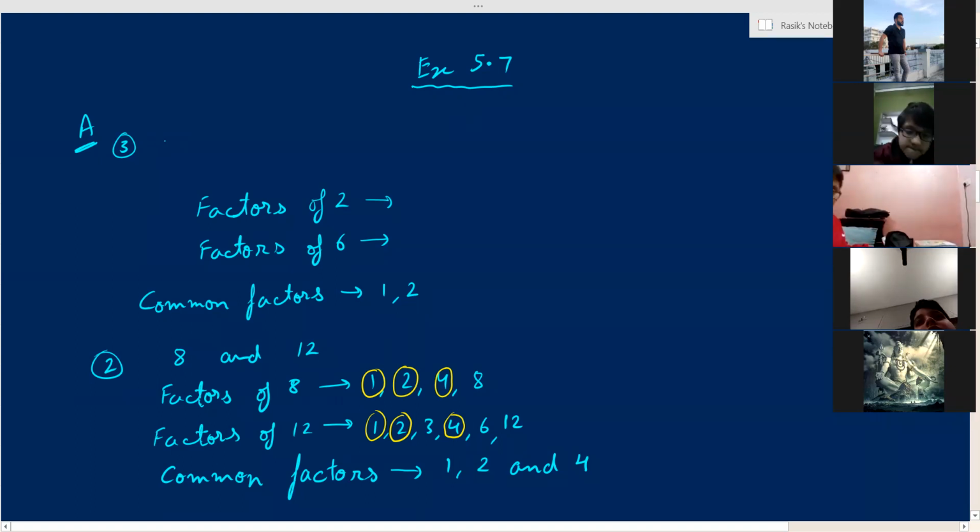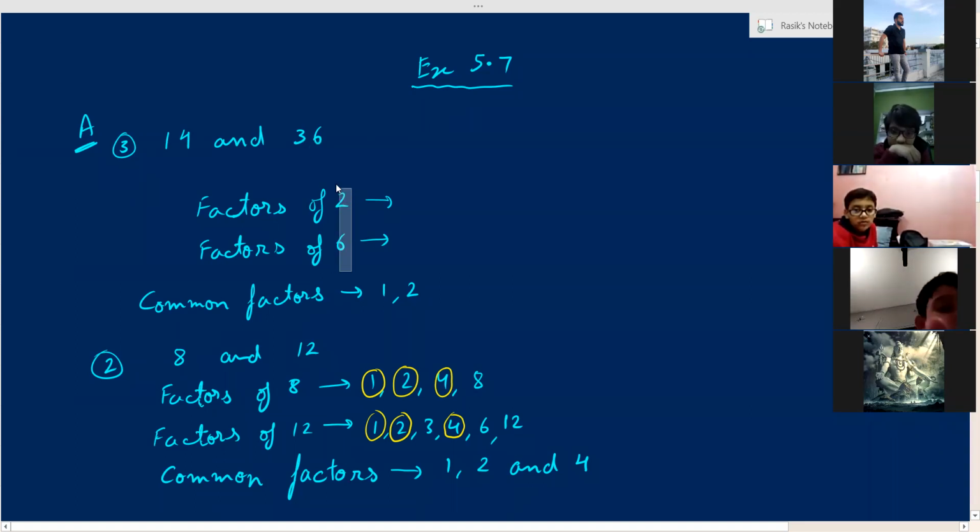Common factors, beta. Which common factors came? Sir, I found only 1. Only one common factor. There are two common factors of both the numbers. Sir, if there is only one common factor, it is called co-prime. Yes, co-prime.